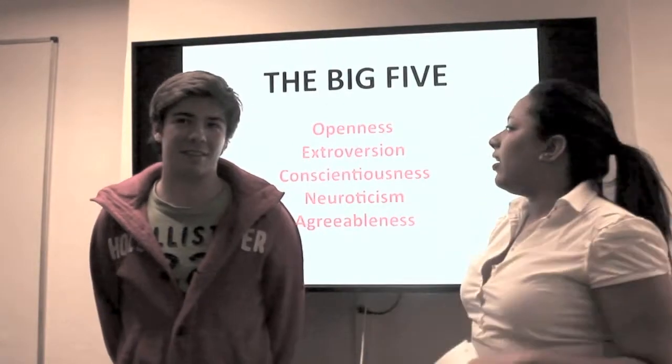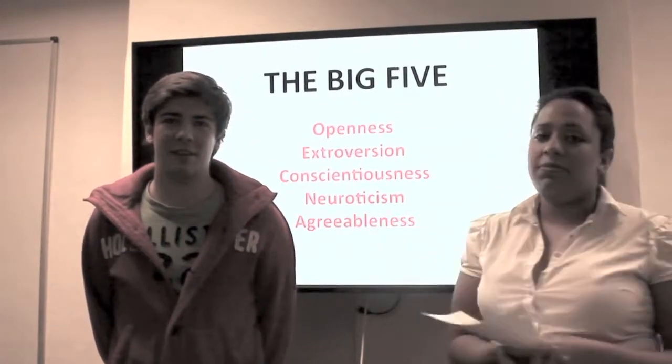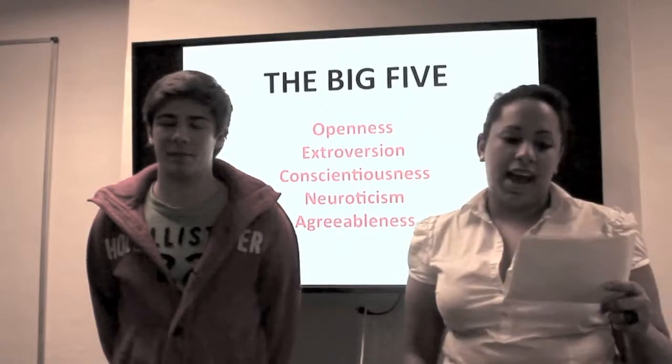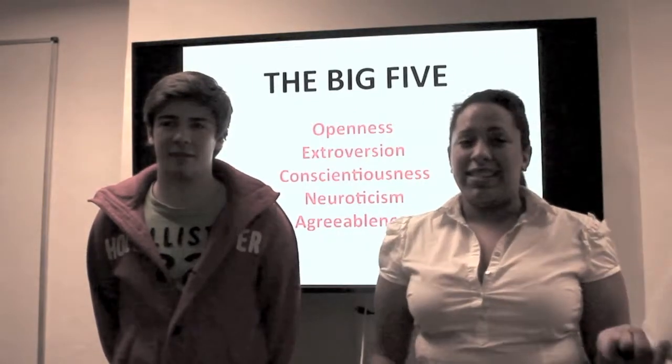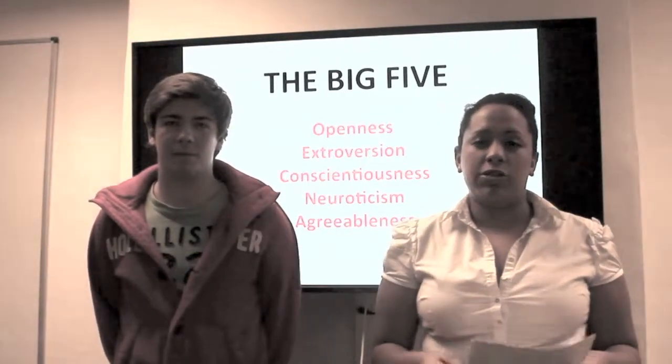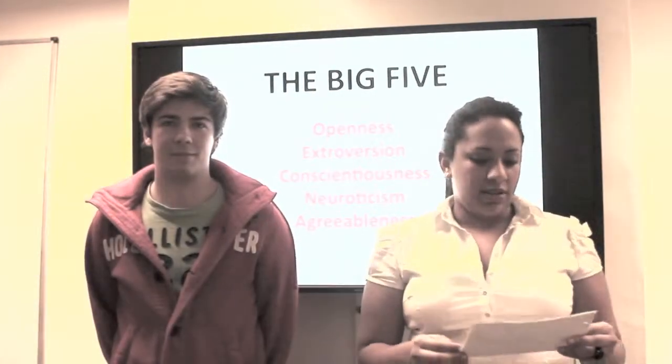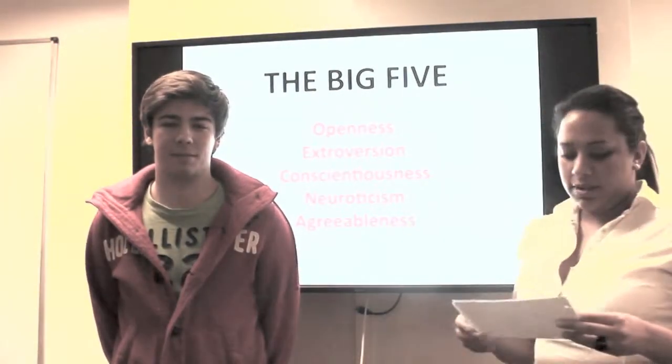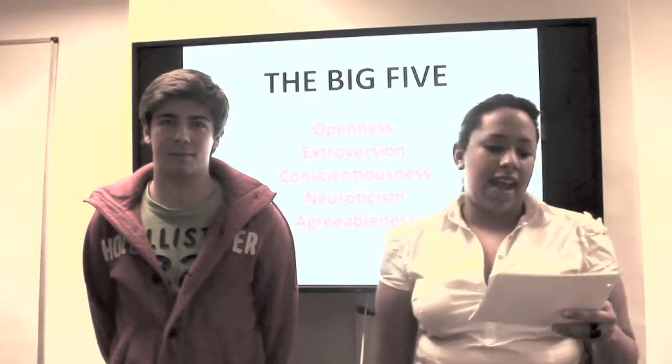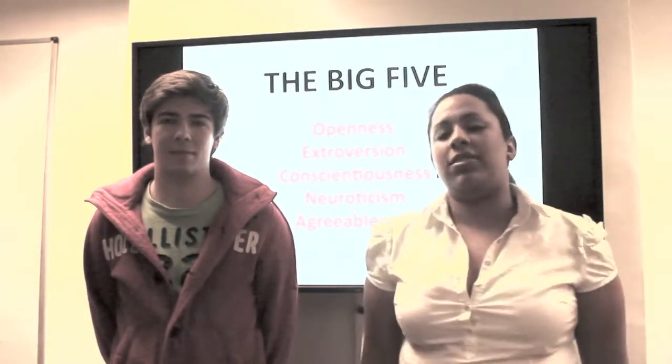We also have neuroticism, which is the kind of person that is emotionally stable. They can control their emotions and impulses. And we also have agreeableness, which is the compassionate and cooperative personalities.